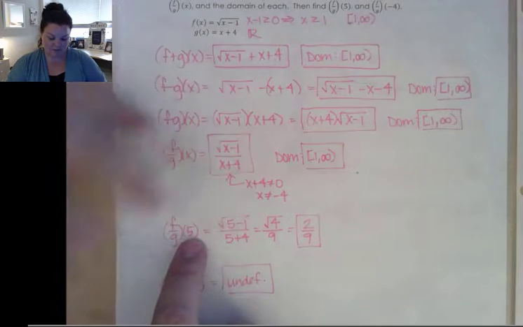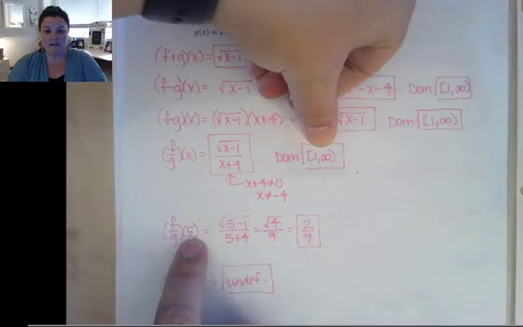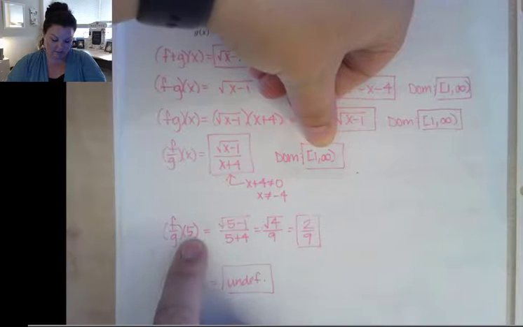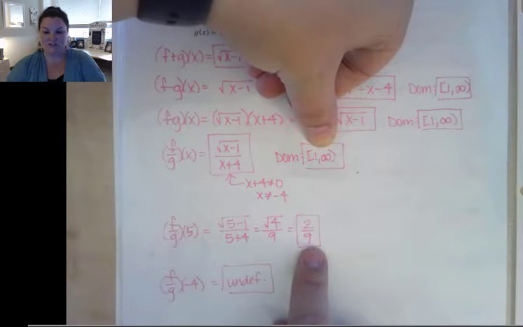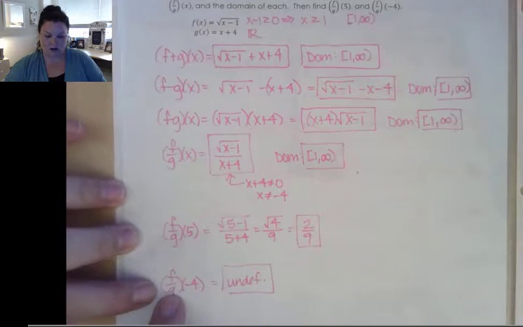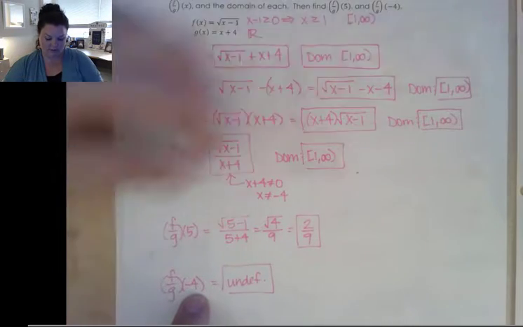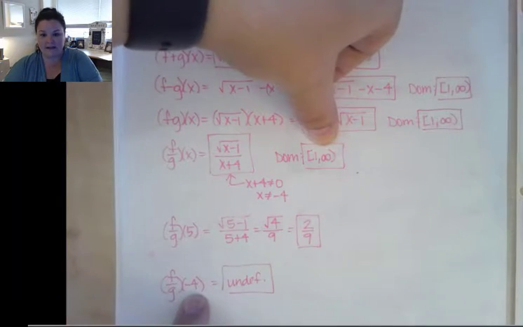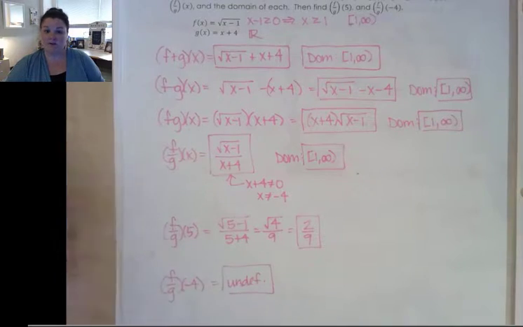So we check to make sure 5 is in our domain, and here it is because it's larger than 1. So when I plug in 5 and simplify, I should get 2/9. And then I also want to evaluate our quotient function at -4, which you notice here -4 is not within our domain, so that means it's undefined. We don't even have to work it out.